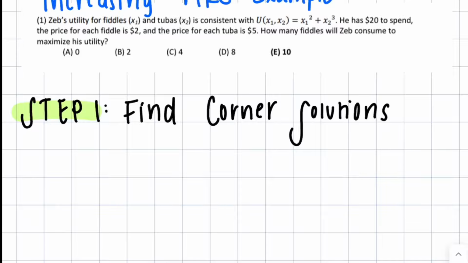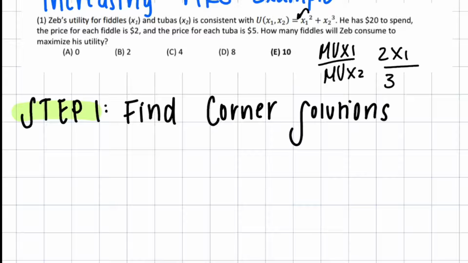Then we have an increasing MRS example. Here if we have the marginal utility of x1 over the marginal utility of x2, we know we're going to bring that exponent to the front, so we have 2x1, and then for the bottom we're going to have 3x2 and subtract 1 from that current exponent.